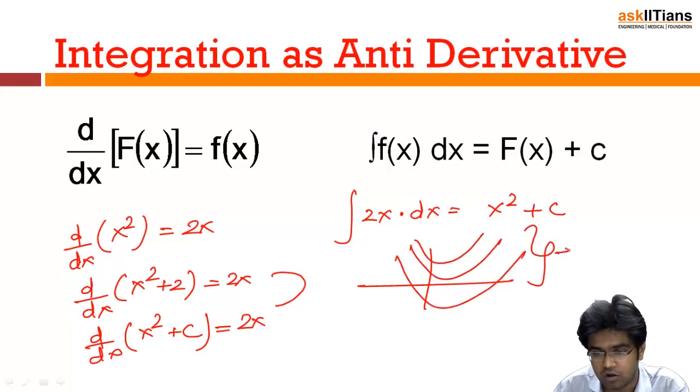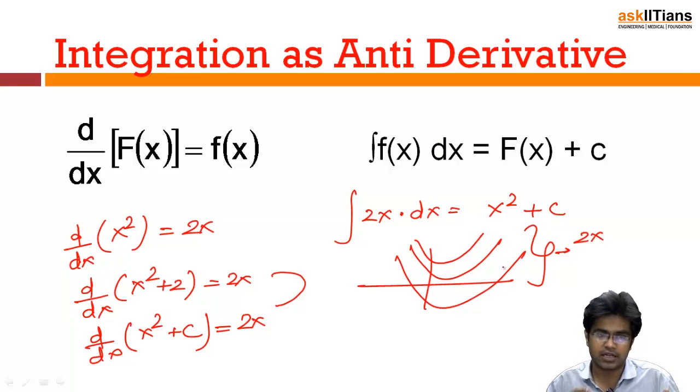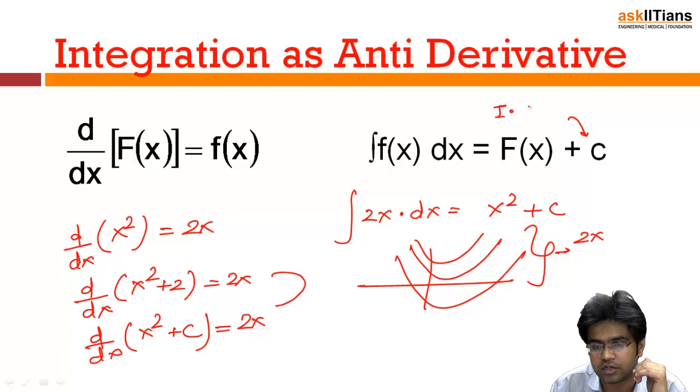D by dx of all these curves is actually 2x. So that is why integration as an antiderivative tells you why there is a family of curves and what is the importance of this integration constant. We call this c the integration constant.